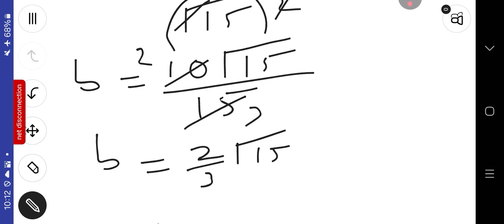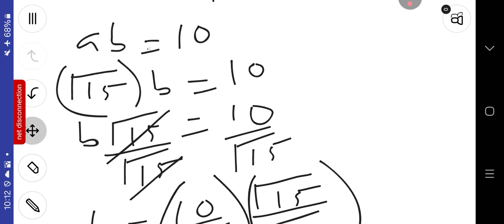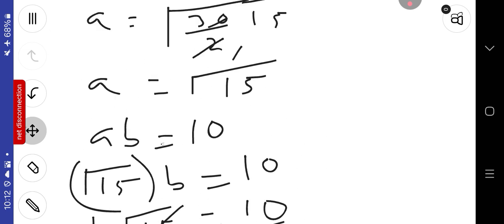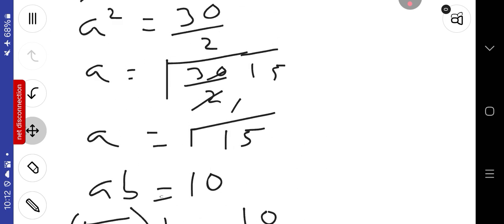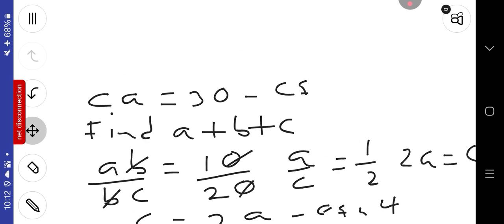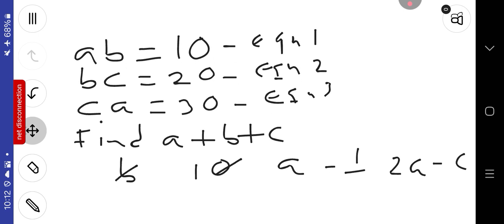Now we know the value of B and the value of A. Do you get me? So we can use B or A to find the value of C. Now I am going to use A to find the value of C. Now let's go back to our equation.